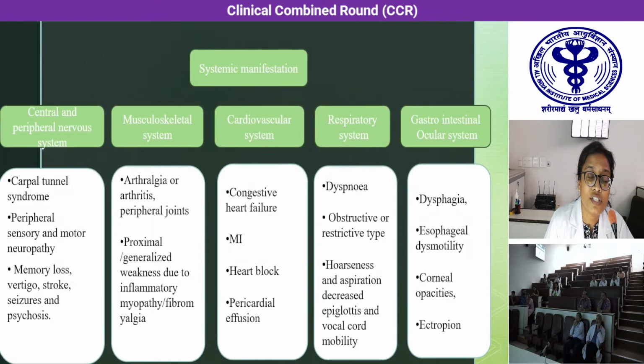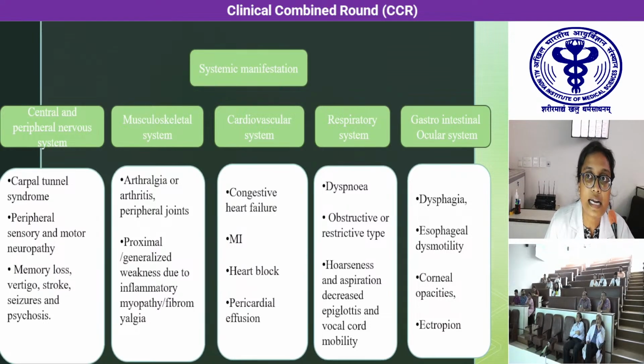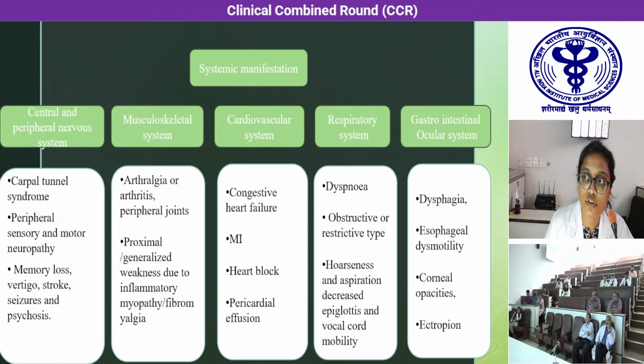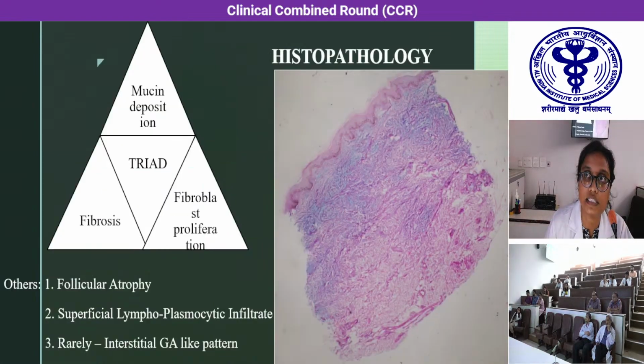The systemic manifestations include central nervous system involvement known as dermato-neuro syndrome, characterized by stroke, seizures, and memory loss. Peripheral nervous system involvement in the form of carpal tunnel syndrome and peripheral sensorimotor neuropathy. Musculoskeletal system in the form of arthralgia and proximal muscle weakness. Cardiovascular system in the form of heart block and pericardial effusion, respiratory system in the form of obstructive and restrictive lung disease, GI involvement in the form of esophageal dysmotility, and ocular in the form of ectropion and corneal opacities.